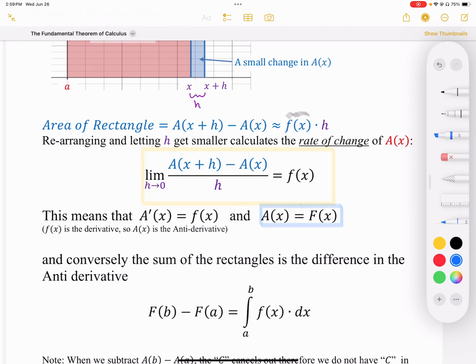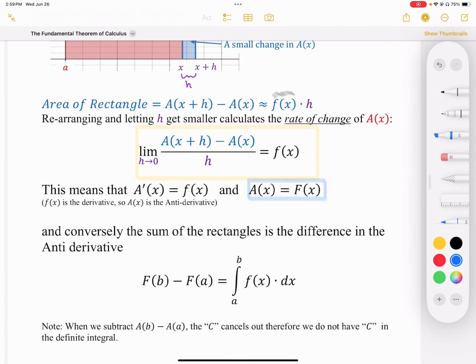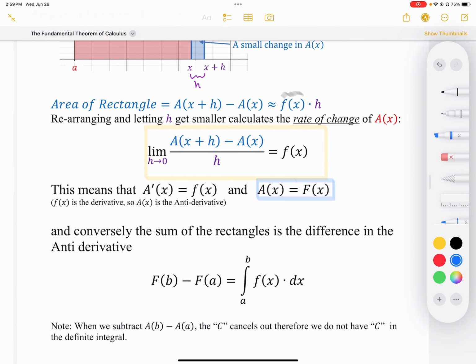So conversely, the sum of the rectangles is the difference in the antiderivative. So we can say that big F at b minus big F at a is going to give us the area under that antiderivative, or the area under the f of x function, or my definite integral.